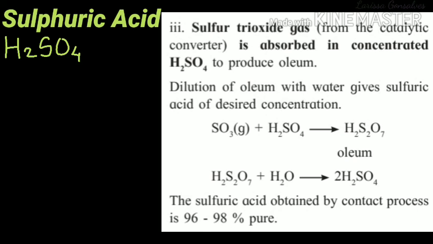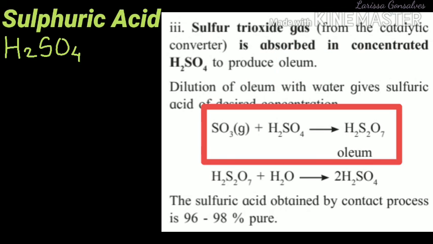The sulfur trioxide gas which is formed is absorbed in concentrated sulfuric acid to produce oleum. Oleum has the formula H2S2O7. Oleum is a dense corrosive liquid which contains concentrated sulfuric acid and excess sulfur trioxide. Hence, sulfur trioxide, that is SO3, reacts with sulfuric acid, that is H2SO4, to form oleum.